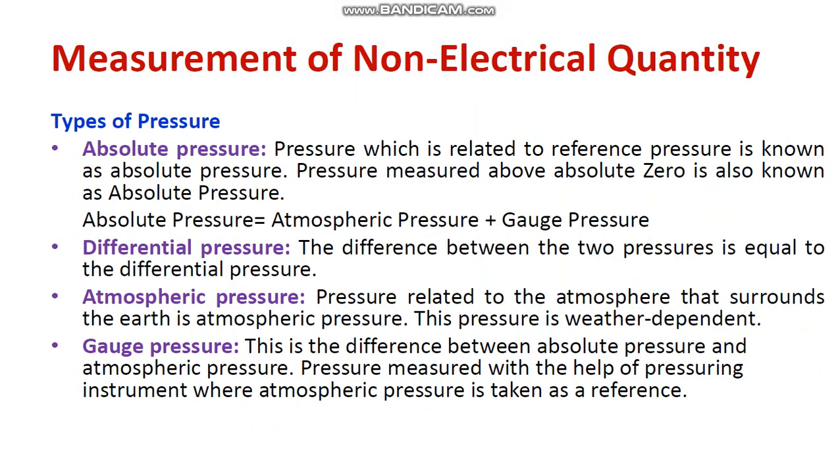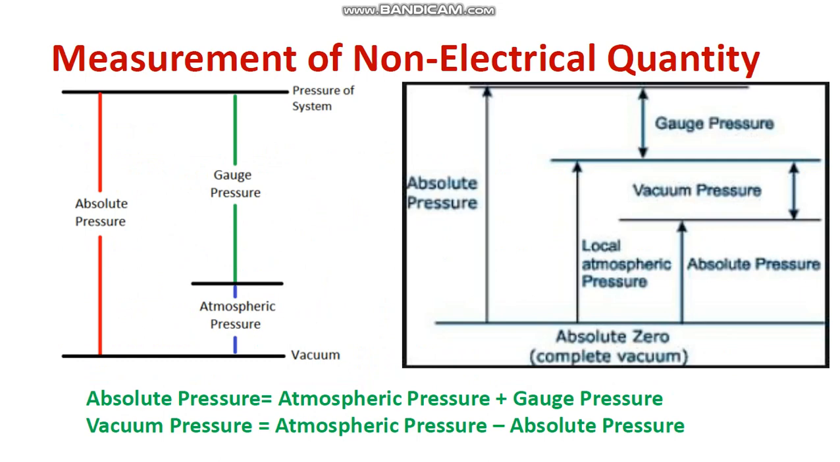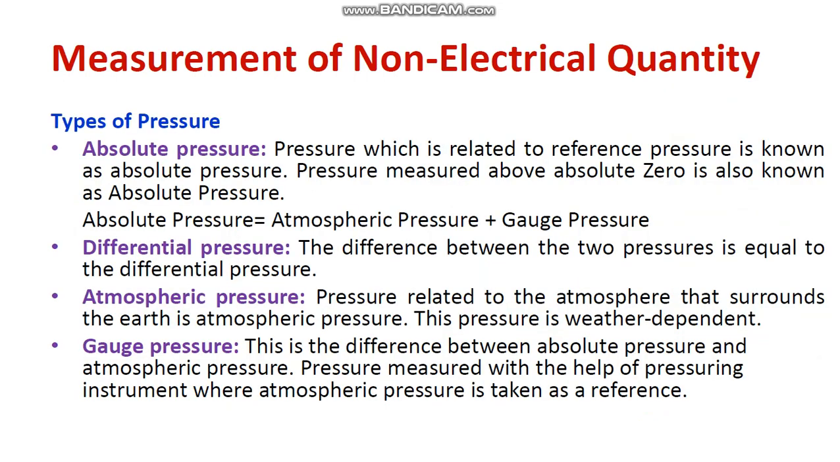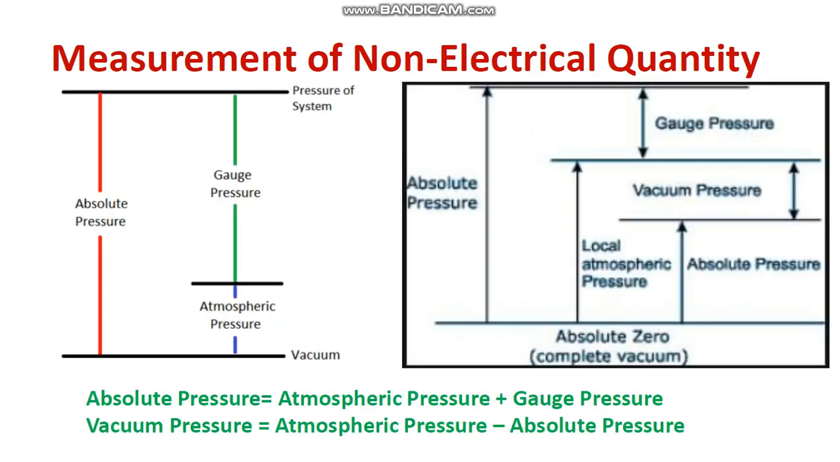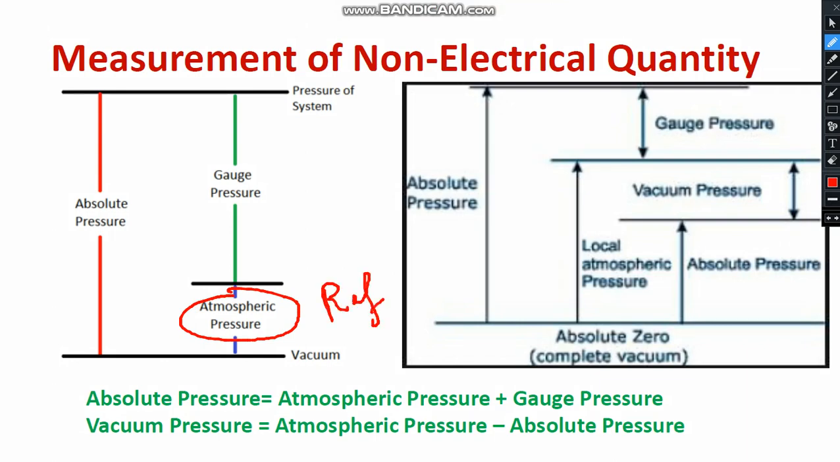Now let's understand gauge pressure. It is the difference between absolute pressure and atmospheric pressure. If you study the diagram, then the concept will be very easy. It is pressure measured with the help of pressure measuring instruments, where atmospheric pressure is taken as the reference. While measuring gauge pressure, remember that atmospheric pressure is considered as the reference. So you have to calculate the difference between the absolute pressure and the atmospheric pressure, then definitely you will get gauge pressure.